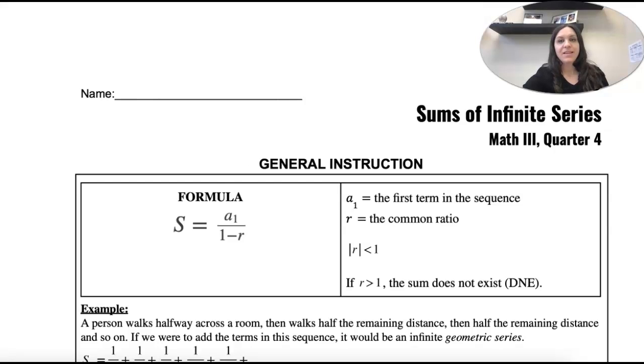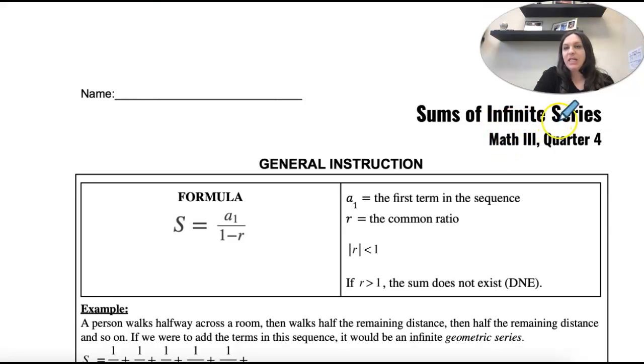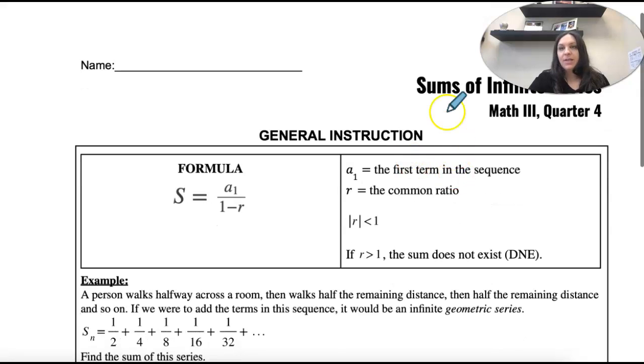Okay, so 4.3, last section of the year. We're talking about sums of an infinite series. So a series that goes on forever. We're going to find the sum of that. And maybe you're thinking, there's no way we can do that. And that is true in some cases. But there are cases where we can.